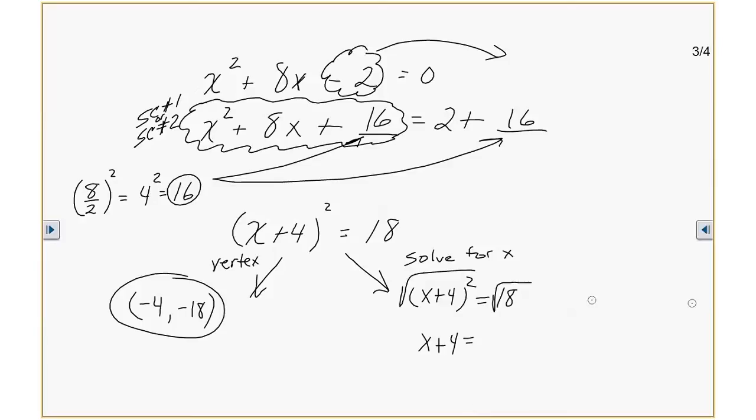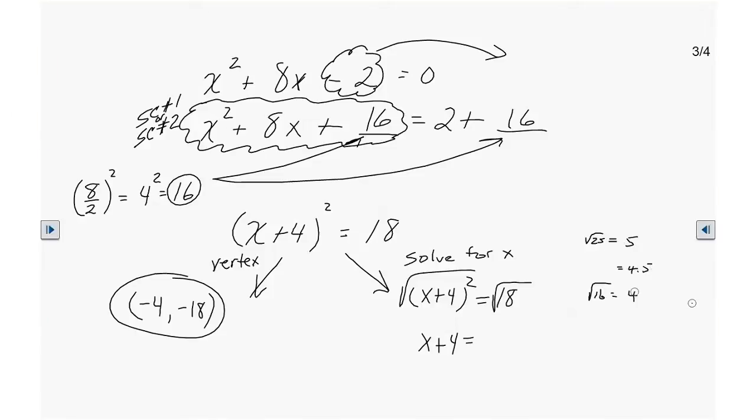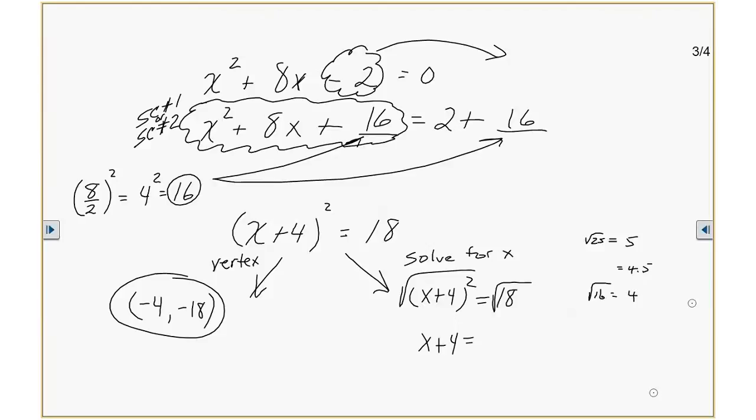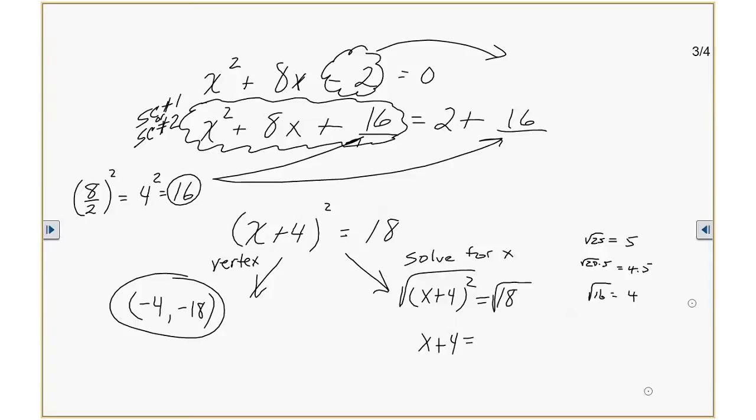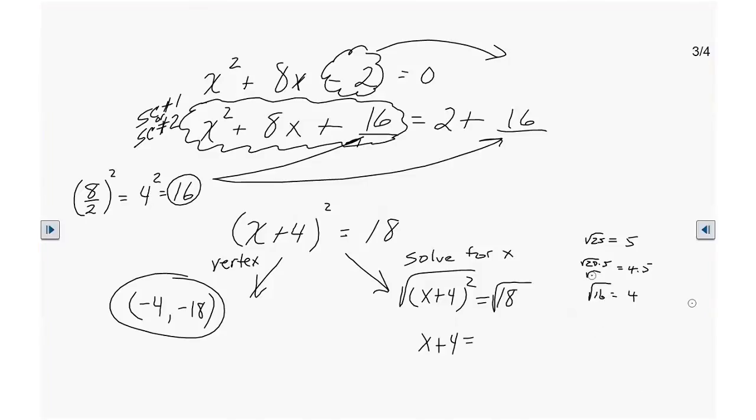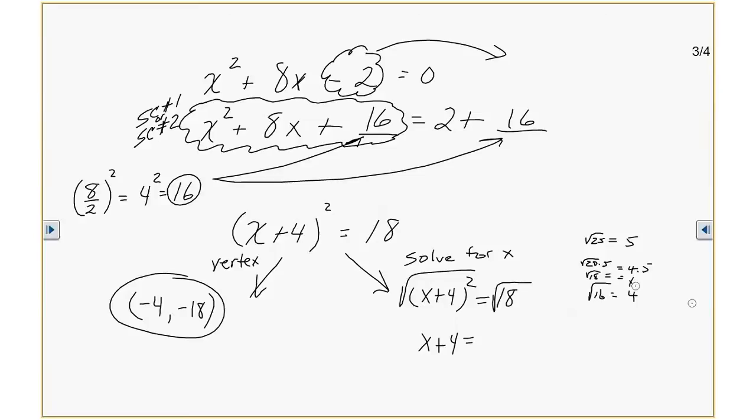Let's go over here. The square root of 16 is equal to 4. The square root of 25 is equal to 5. 4.5 is in the middle. So the difference between 16 and 25 is what? 9. 9 is 4.5. So that's going to be the square root of 20.5. And 16 to 20 is 18, so the square root of 18 is probably going to be somewhere around 4.3. Somebody check me.